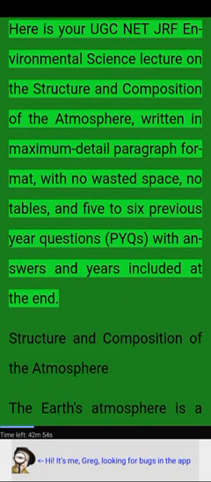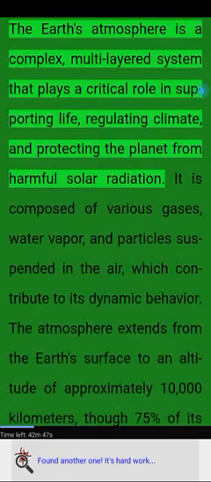Here is your UGC NET JRF Environmental Science lecture on the structure and composition of the atmosphere, written in maximum detail paragraph format, with no wasted space, no tables, and 5 to 6 previous year questions (PYQs) with answers and years included at the end. Structure and composition of the atmosphere.